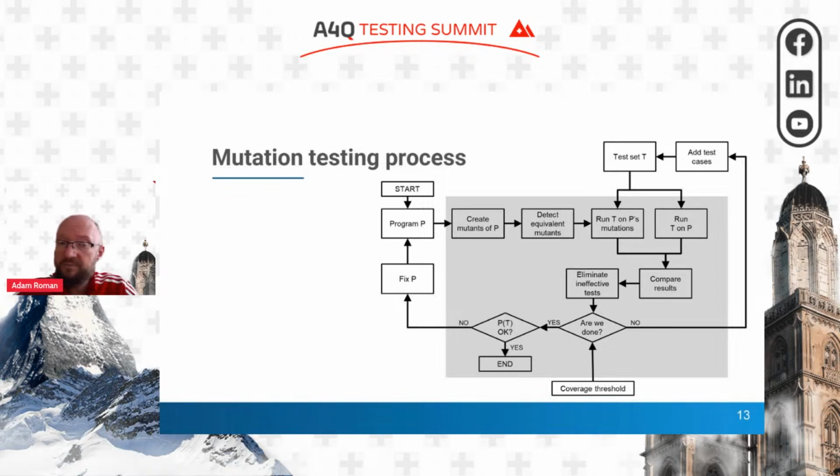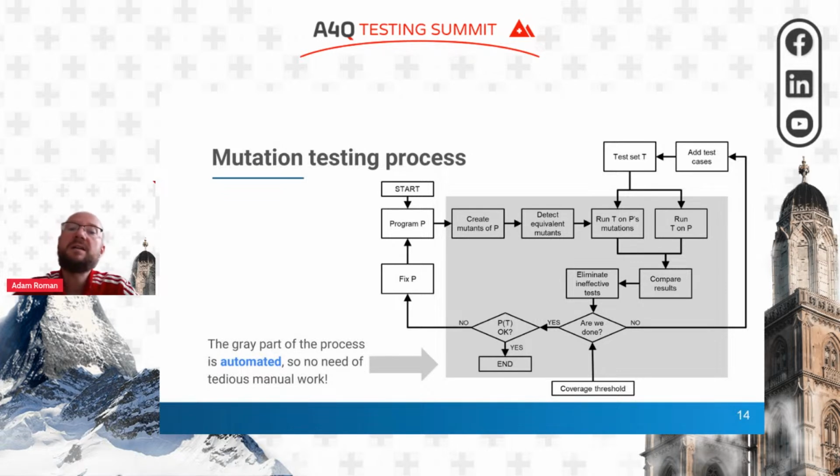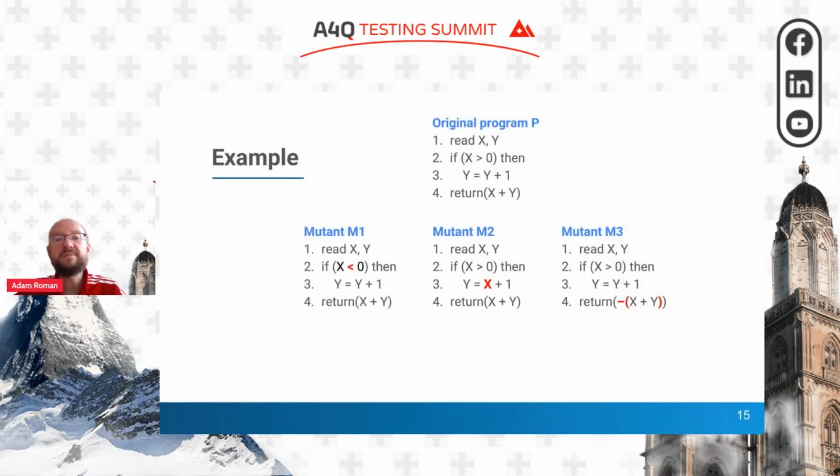The nice thing about mutation testing is that this whole gray area consists of activities that are done automatically by the mutation testing framework. So we don't do any manual work here. The only manual work we do is to create test cases, but we need to do this anyway, so that's not a problem, and to add some new test cases if no test kills a given mutant, for example. This whole process is fully automated. So it's a very, very nice thing about this approach. Here we have some simple example.